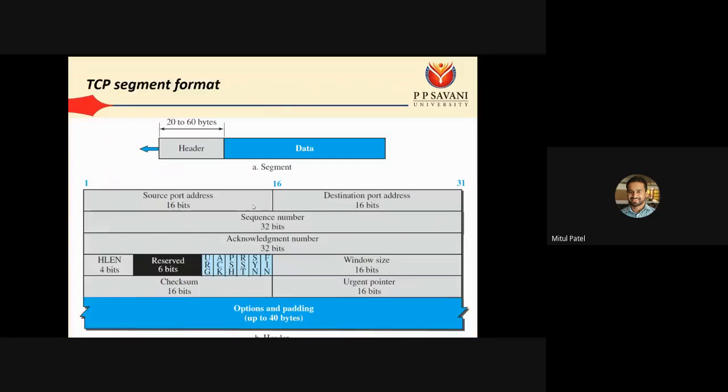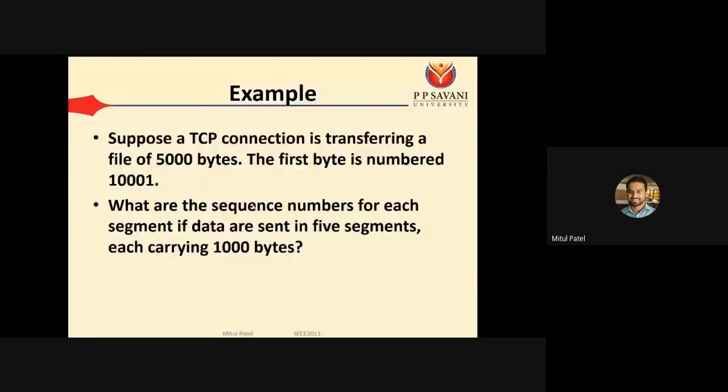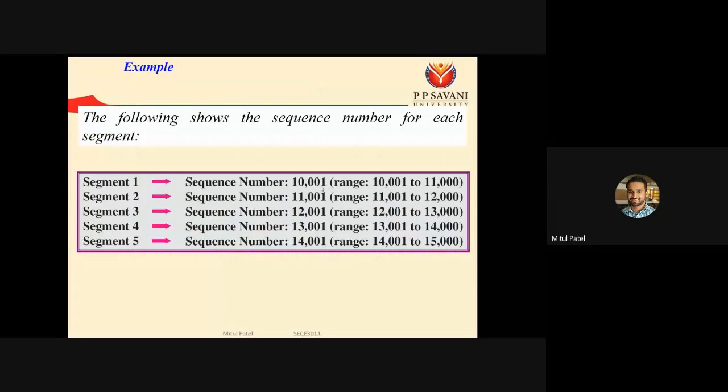Okay, so for example, for segment number 1, our sequence number is 10,001. So what will its acknowledgement number be? If the receiver is receiving a segment whose sequence number is 10,001, it indicates that it is receiving the bytes from 10,001 to 11,000. So which byte does it need next now? The next byte it wants is 11,001. So for segment number 1, what will the acknowledgement number be? The acknowledgement number will be 11,001.